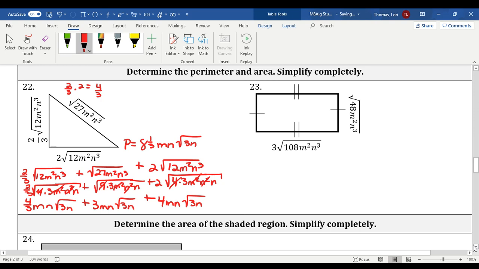Perfect. Okay, now area is base times height divided by 2. So my base and height, so we're going to have 2 radical 12 mn squared into the third times 2/3, and then we have 12 m squared into the third. And then we divide it by 2. So 2 times 2/3, that's going to be 4/3.